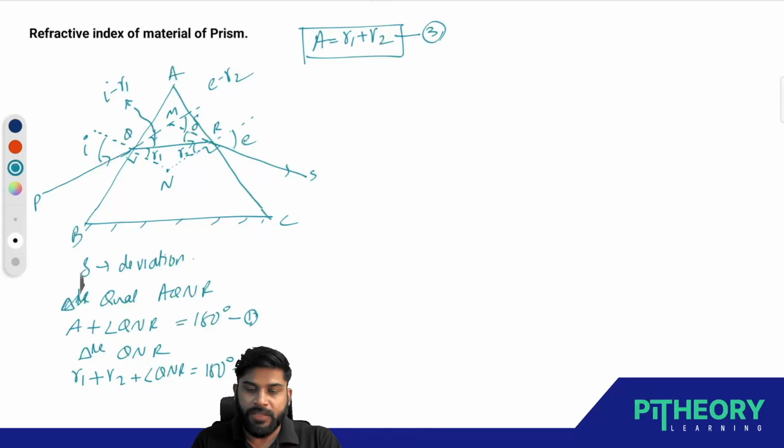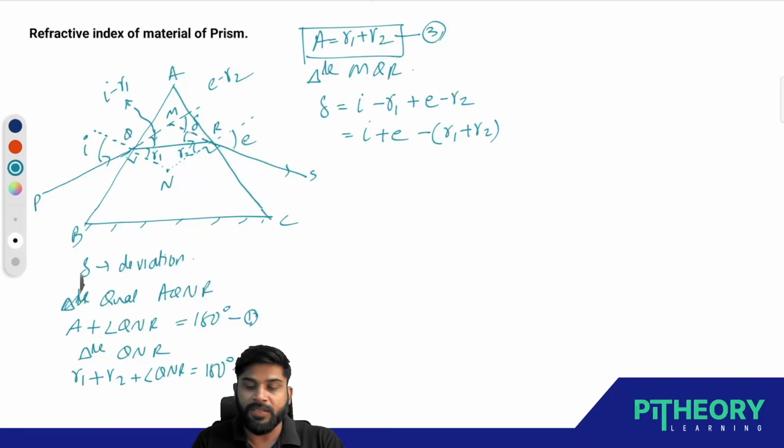At the same time, consider triangle MQR. Again, we go for the exterior angle and interior opposite angles. The relation is: the exterior angle is equal to the sum of the interior opposite angles. The exterior angle here is the angle of deviation delta, and the two interior opposite angles are I minus R1 and E minus R2. So delta equals I minus R1 plus E minus R2, or I plus E minus R1 plus R2. From equation number 3, R1 plus R2 is A, so delta is I plus E minus A. That is equation number 4.